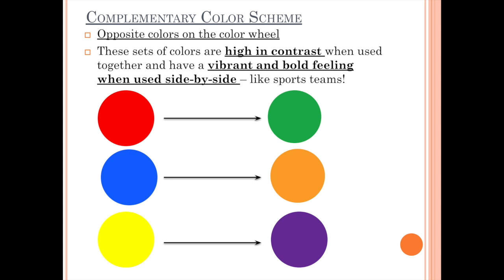So, for example, red and green are complementary. So that means red and green are opposite of each other on the color wheel. Blue and orange are opposite of each other on the color wheel. And yellow and violet are opposite of each other on the color wheel. So lots of schools use complementary colors because the two colors, when used together, create a really bold and vibrant feeling, which kind of is supposed to help intimidate the other team.